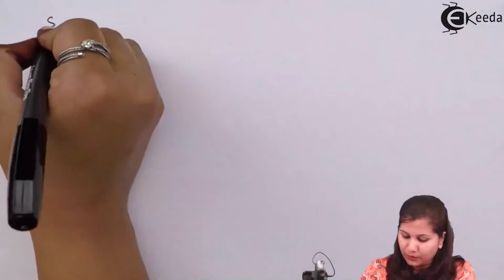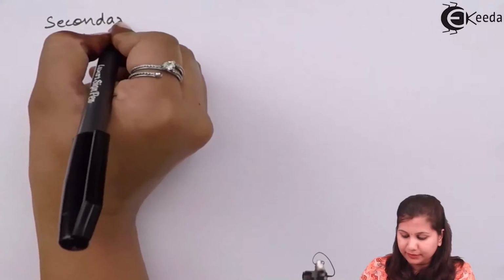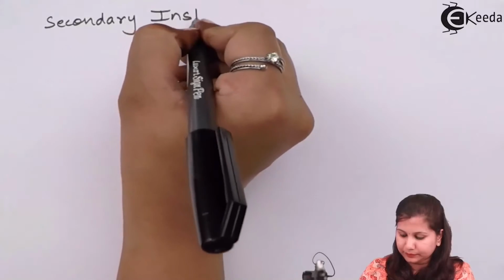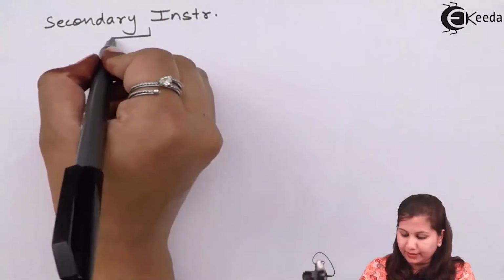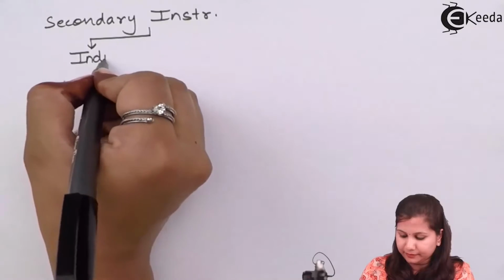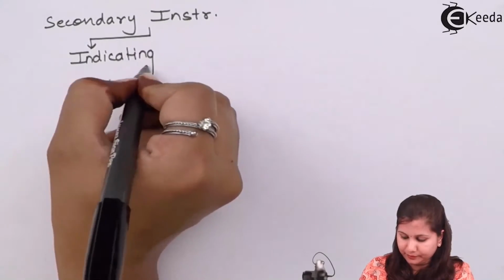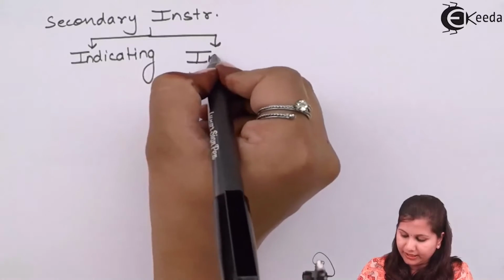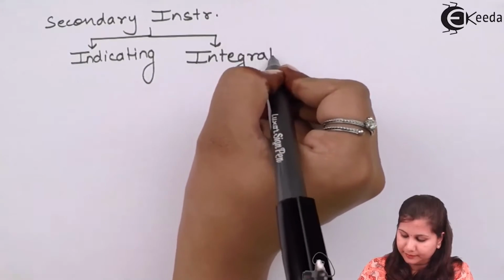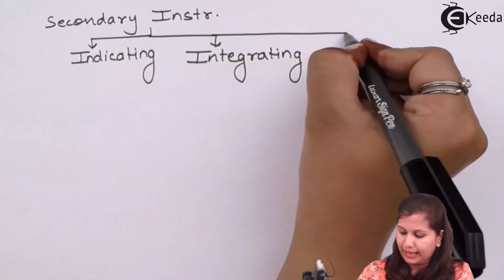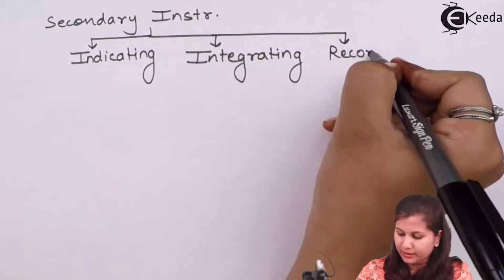Now the secondary instruments are also further classified into three categories. These three categories are indicating, integrating, and recording instruments.